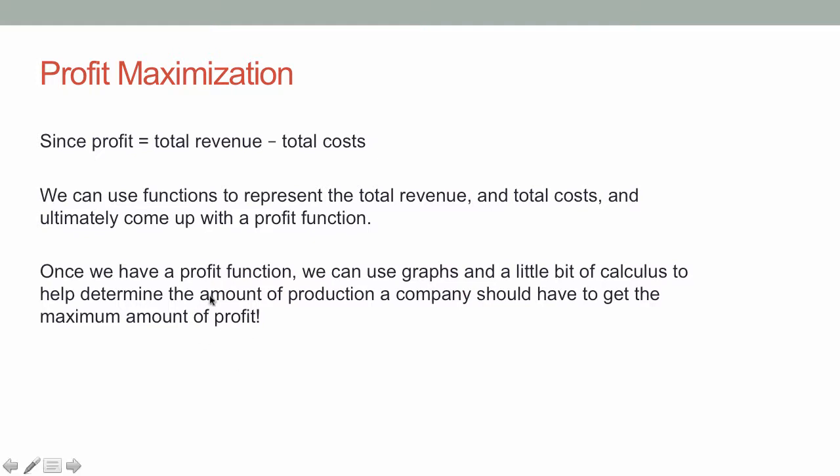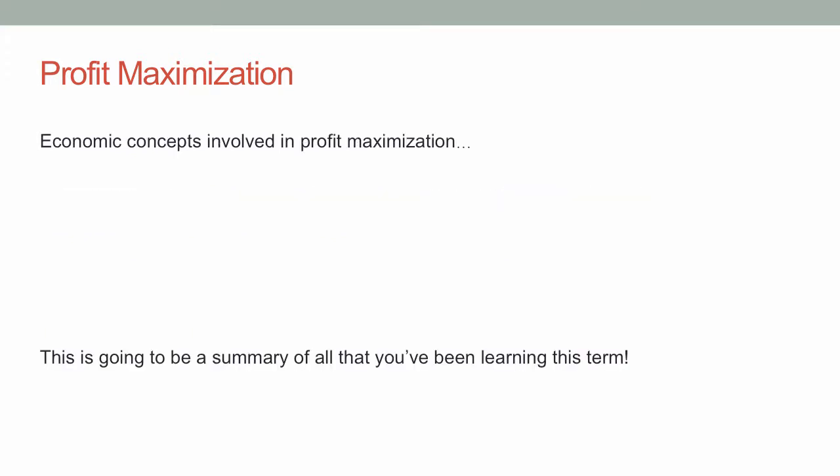Once we have a profit function, we can then use our graphing abilities in our Desmos calculator and a little bit of calculus to help us determine the amount of production our company should have to get the maximum amount of profit. All right, that's what we're going to be doing. Let's go ahead and get into it.